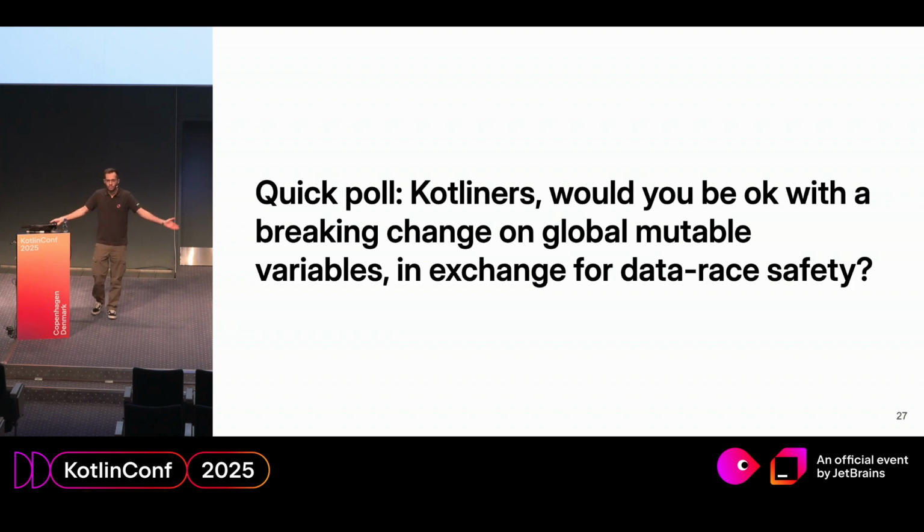So as you saw, Swift 6 strict concurrency mode is really strict. Essentially, they made a breaking change on global mutable variables. And here I'm curious to see how many of you would be OK if we did such a change and broke global mutable variables in exchange for data race safety. Actually, I would say not that many of you, less than a half. You see, that's why we can't have nice things. Because backwards compatibility. Jesus.